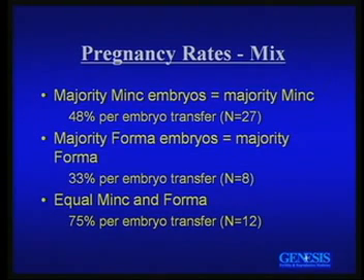Now, the mix was a little more difficult because I needed to look at, well, what kind of mix was it? Was it a mix where the majority of the embryos came from the MINC? Was it a mix where the majority of the embryos came from the Forma? Or was it an equal mix of embryos? And I looked at those, and you can see the ends are not very large. But when you looked at the majority of embryos coming from the MINC, the pregnancy rates were 48%, the Forma 33%, and the equal number was very high. It was a 75%, but the N was quite small.